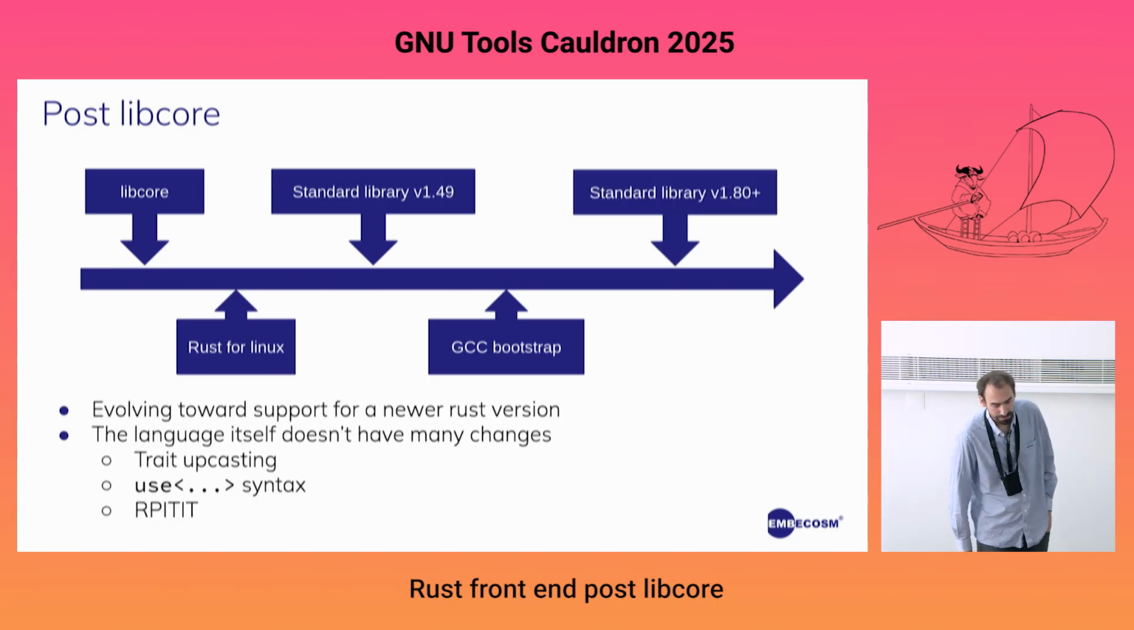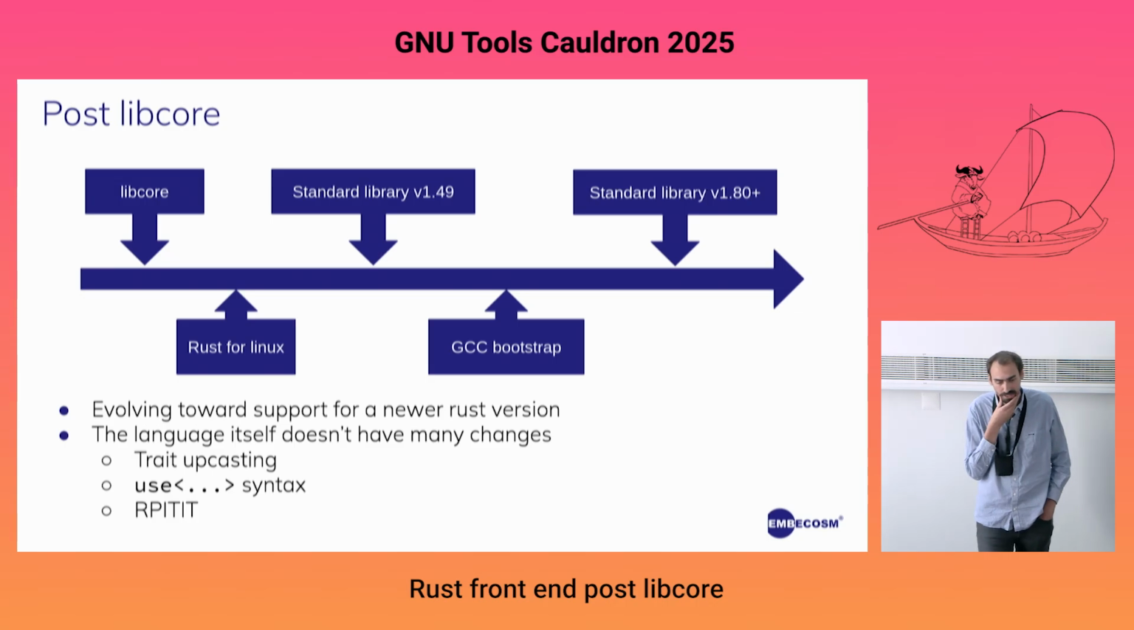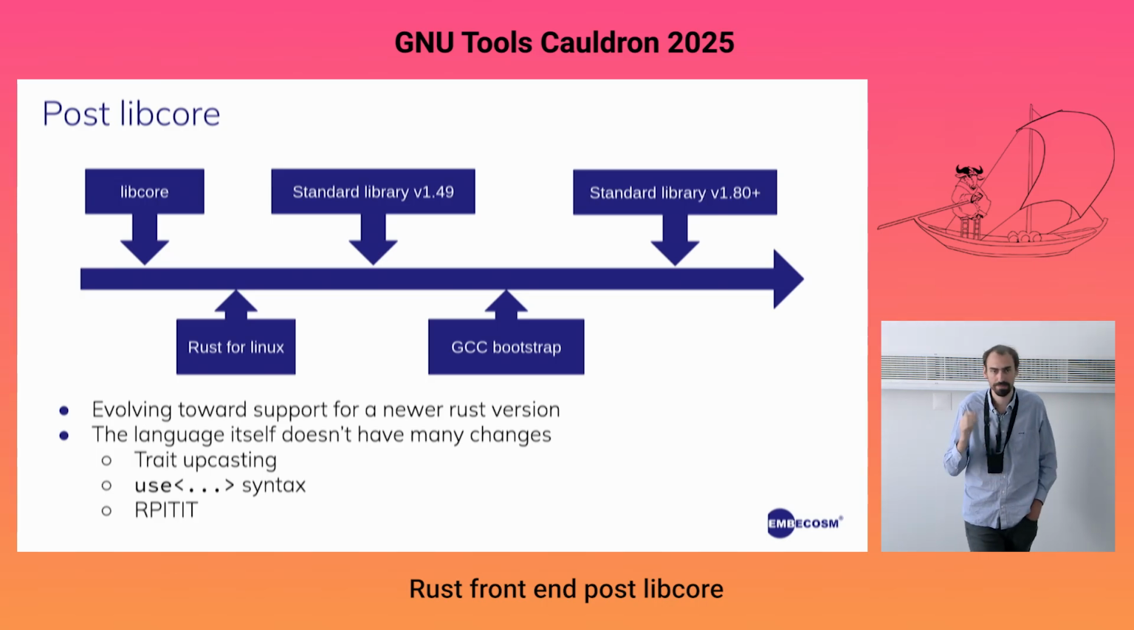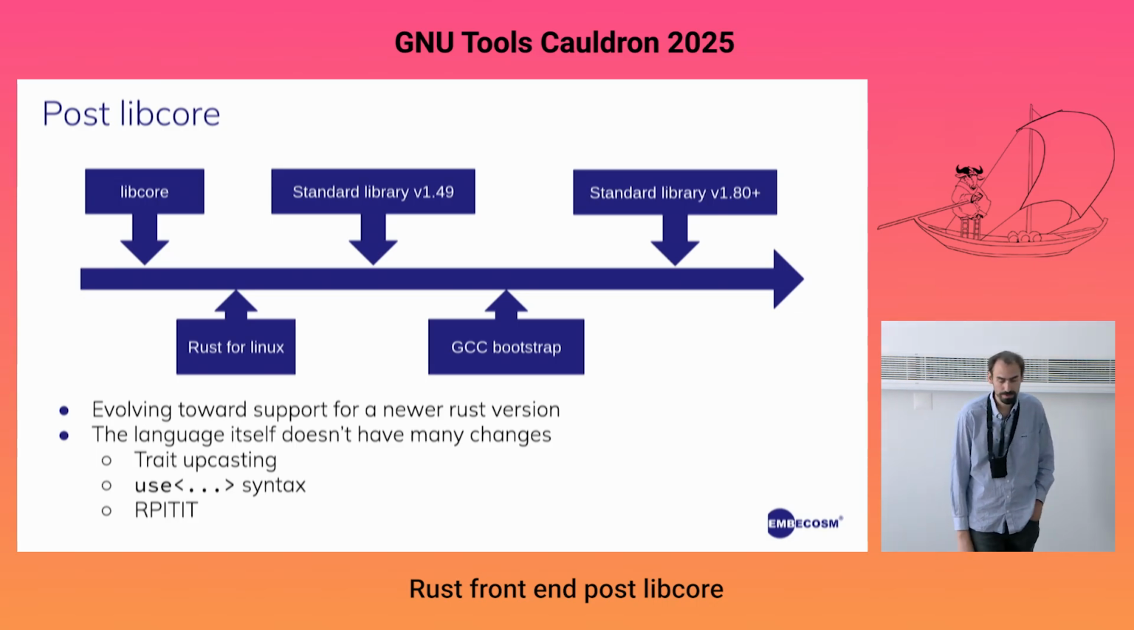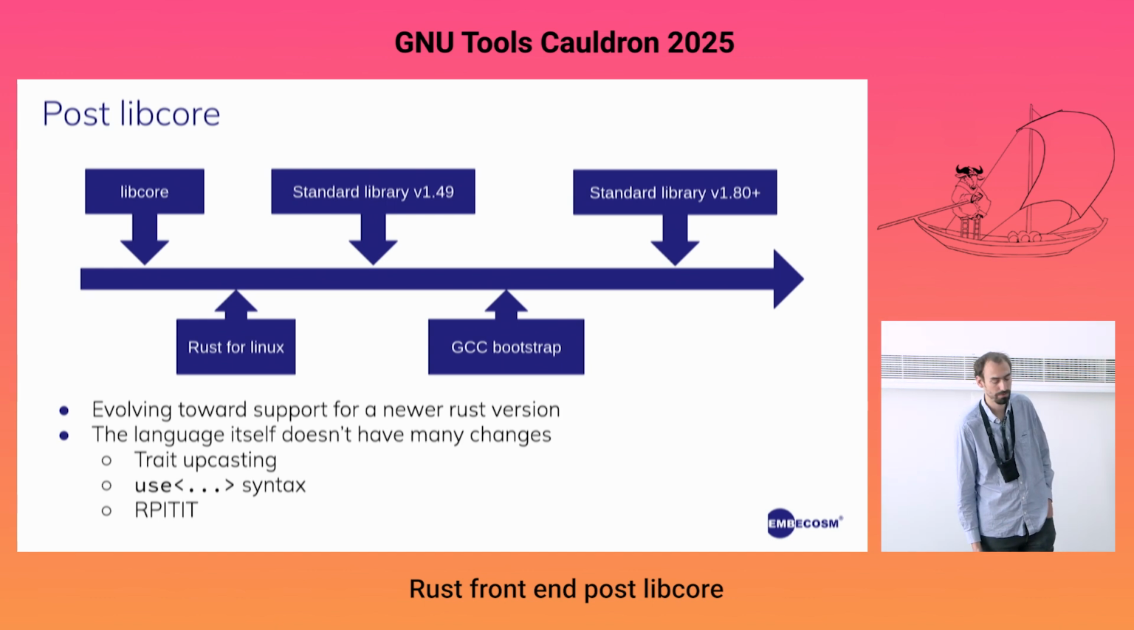Next step in our journey within the Rust frontend will be the standard library 1.80 plus. Let's just say any recent standard library. We want to evolve, obviously, toward a newer Rust version. Most of the crates in the Rust ecosystem are written in very recent versions of Rust. So that means that if people want to be able to use GCC with their favorite crates, we need to support those versions.